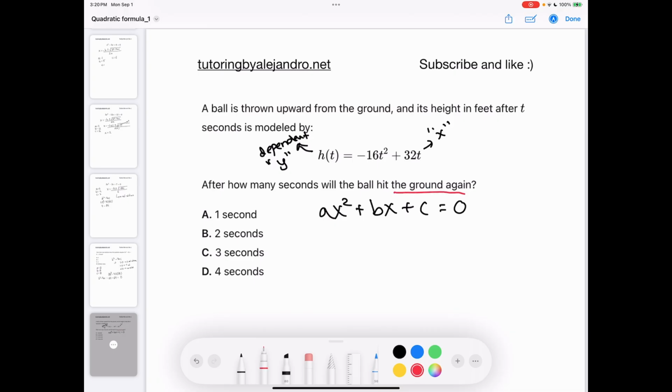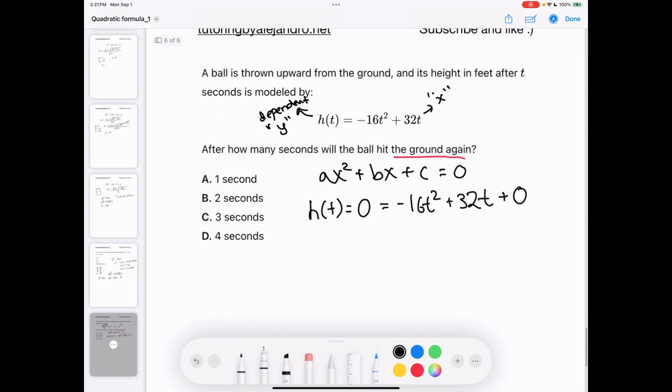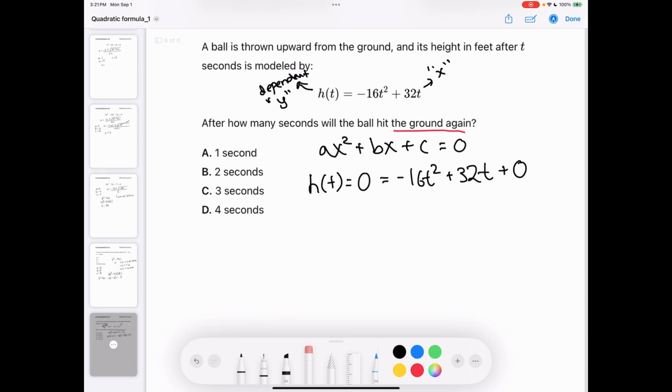So that means that our height, h, is going to be equal to 0. And plugging that in will give us negative 16t squared plus 32t, and then plus 0. And I'll show you guys in a second why I wrote that 0. Okay, so now I want to extract our values for A, B, and C for this scenario.